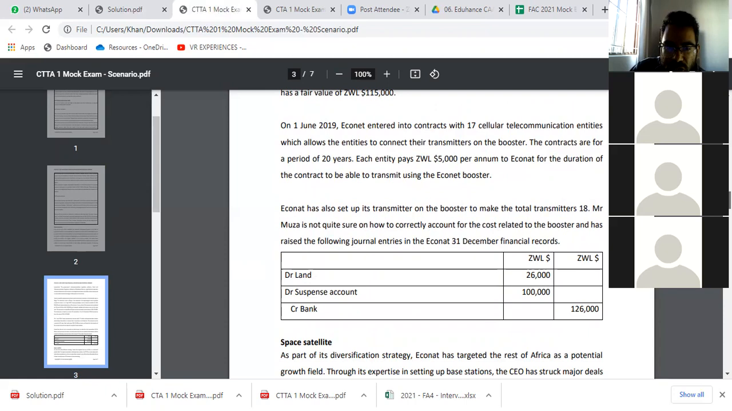Mr. Musa is not quite sure on how to correctly account for the costs relating to the booster and has raised the following entries in the Econet 31 December financial records. Okay, so debit land, debit suspense account, credit bank. Debit land is probably correct, but we may want to take it to a specific place. Then debit suspense account: obviously, we can't debit a suspense account, we have to debit something. And credit bank.